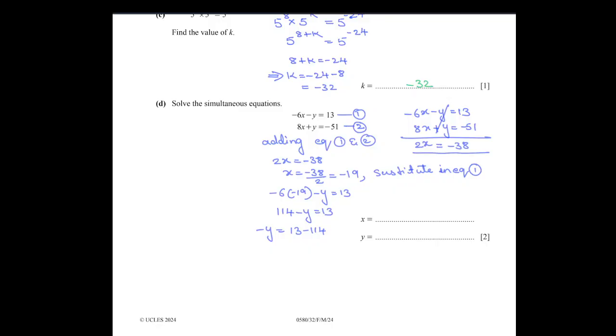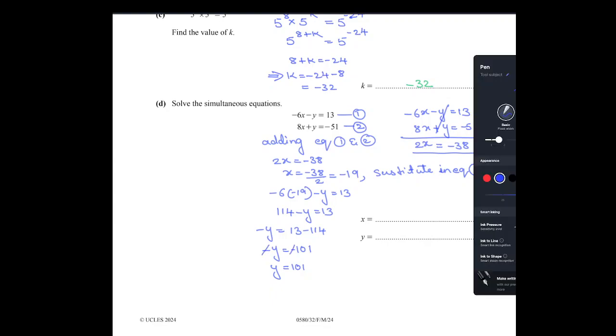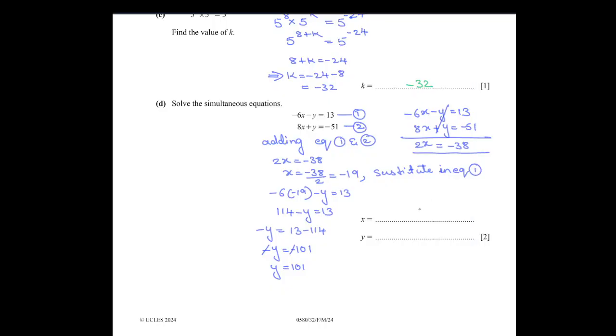13 minus 114 is minus 101. So negative y is minus 101. This gives you y as 101, because negative negative will be cancelled out. So we got the value of x and y also. x is minus 19 and y is 101. Question number D is done.